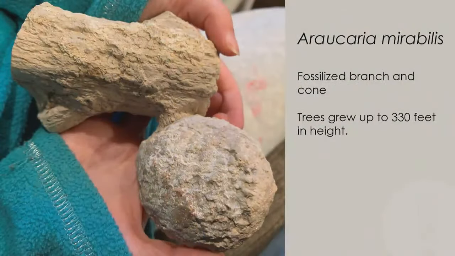There's a picture of my daughter holding that first fossil that I showed you. Fossilized branch and cone, these trees grew up to 330 feet in height. Pretty tall. Huge. Much taller than any tree we have around here.